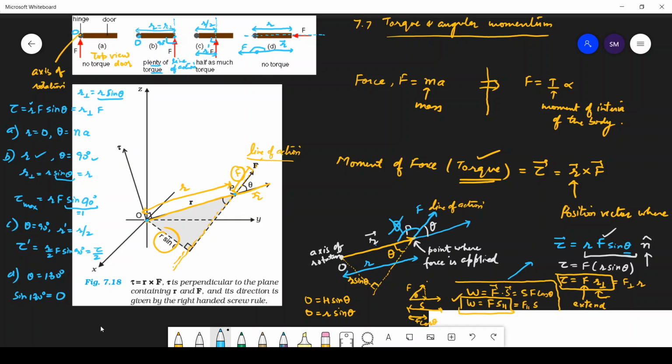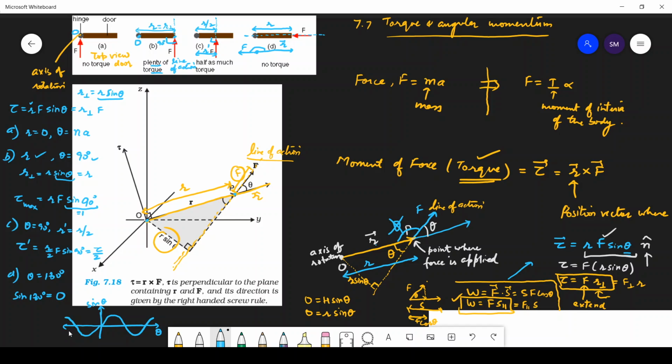If you look at the sine curve, this is theta, and on the y-axis we plot sine theta. So this is the graph that you are going to get, even on both sides.